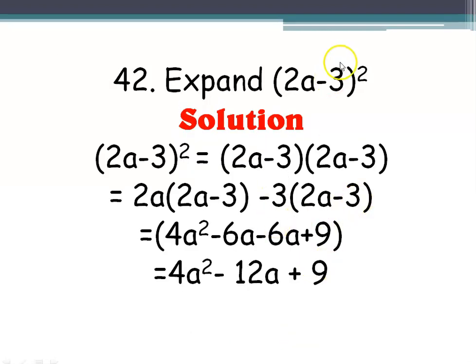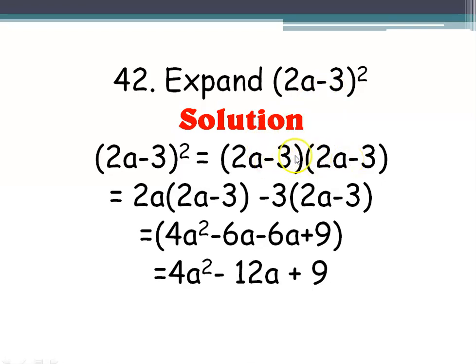Question 42 says, expand open bracket 2a minus 3 close bracket squared. So this means 2a minus 3 squared, the same thing as saying 2a minus 3 multiplied by 2a minus 3. Again, that's the meaning of this. So 2a minus 3 multiplied by 2a minus 3.